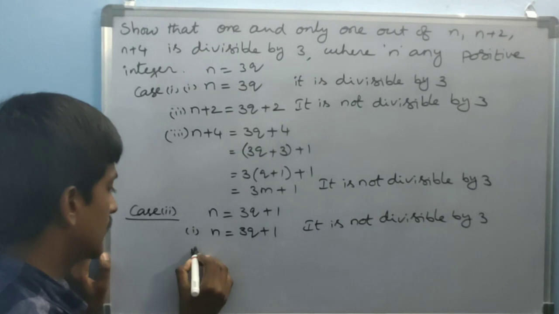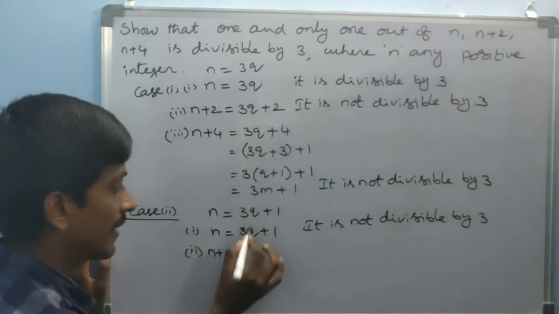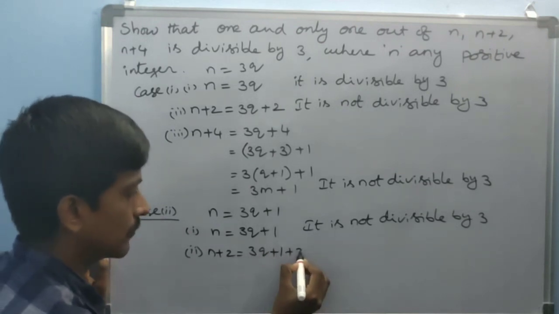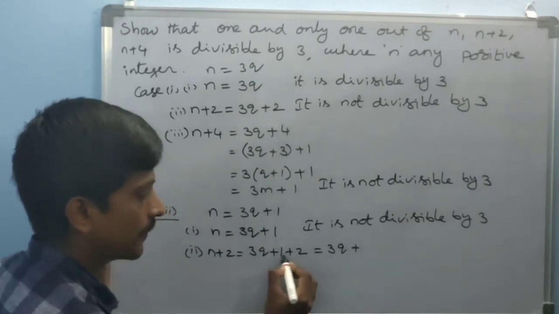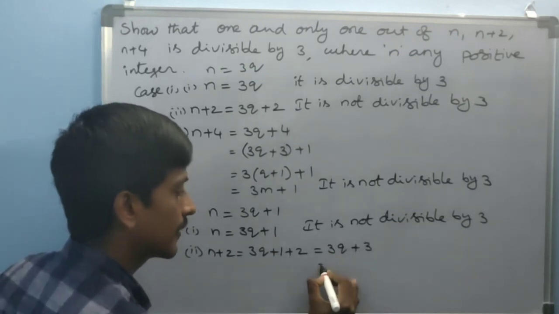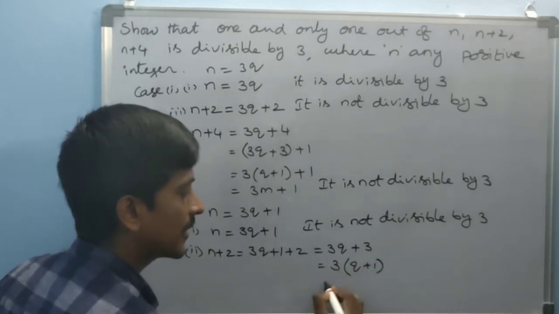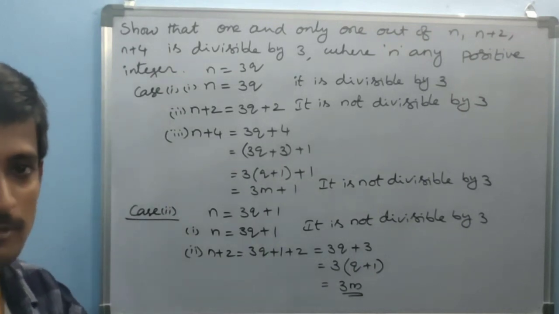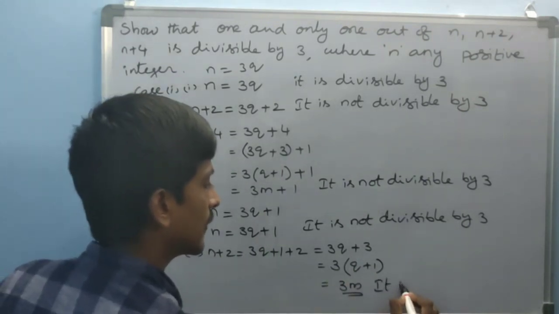In the second case, the first one is not divisible by 3. The second one is n plus 2. The n value is 3q plus 1, plus 2, which is 3q plus 3. Taking 3 common, 3 into (q plus 1), 3 into something. Is it divisible by 3 or not? Yes, it is divisible by 3.